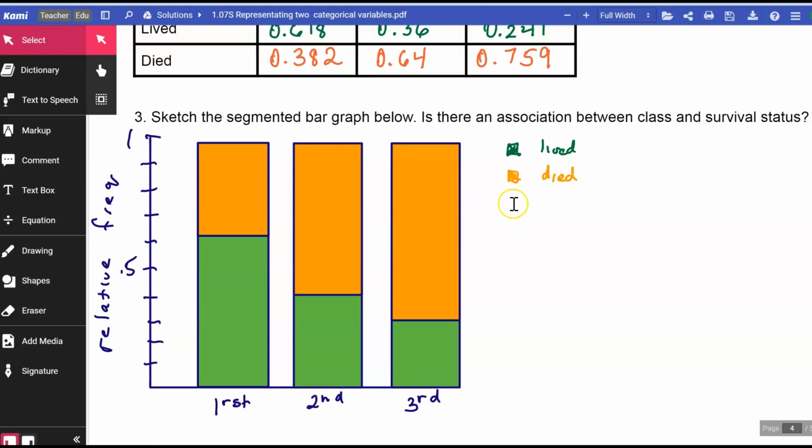Finally, the problem asks, is there an association between class and survival status? So put the video on hold and write your response, and then we'll compare answers.